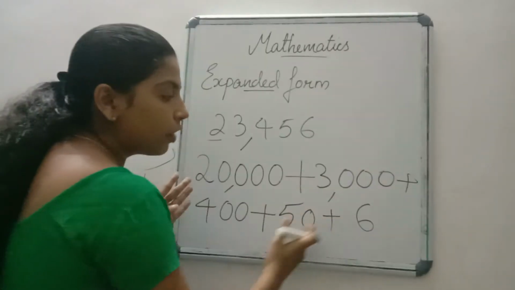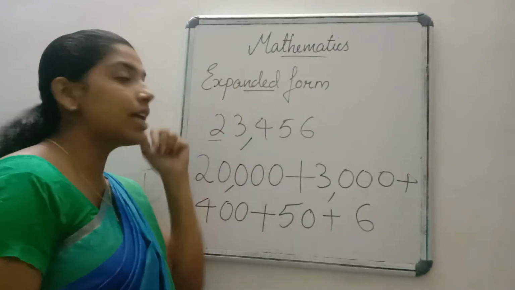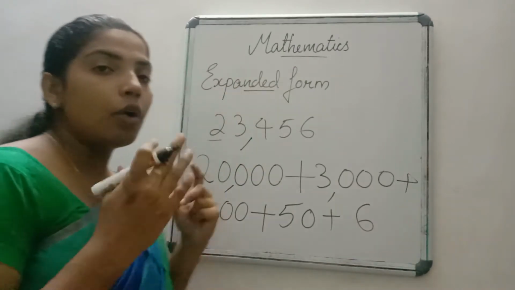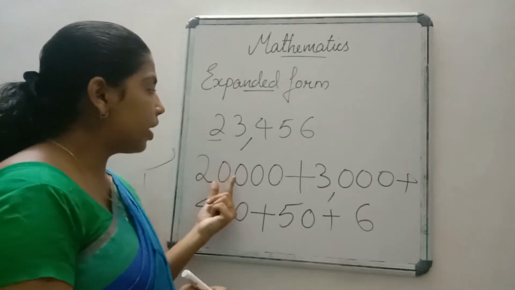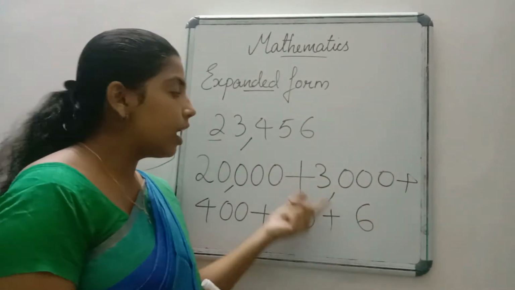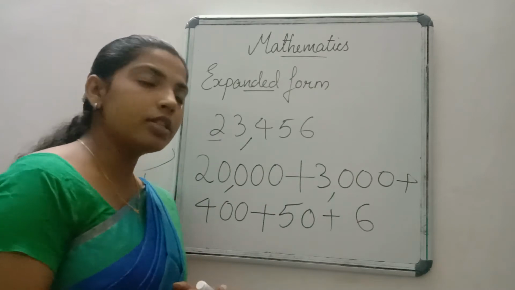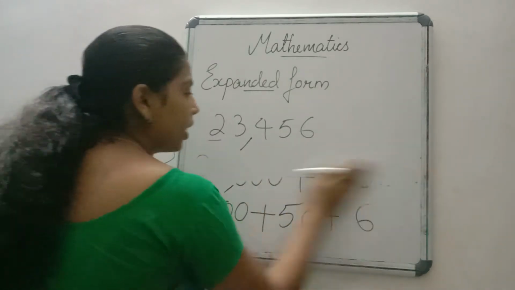And this way of writing a given number is known as expanded form. So how to write a given number in expanded form? First we have to write the place value of each digit, and in between we have to put a plus sign. So let us do another question.